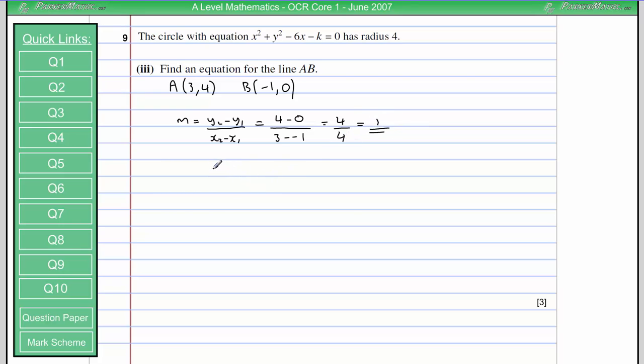So I know my equation will look something of the form y equals 1x, or just x, plus c. Let's use a point on the line next, so I'm going to use 3, 4. So when y is 4, x is 3, which makes c 1. So the equation of my line is y equals x plus 1.